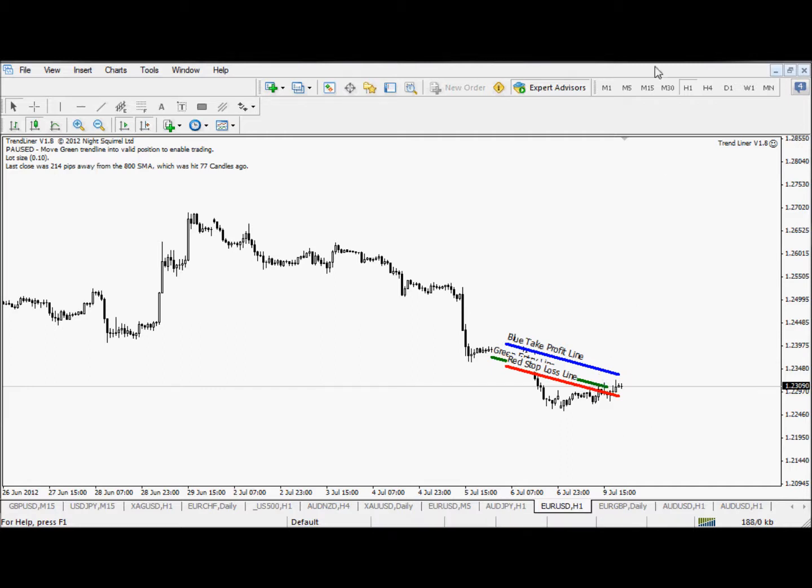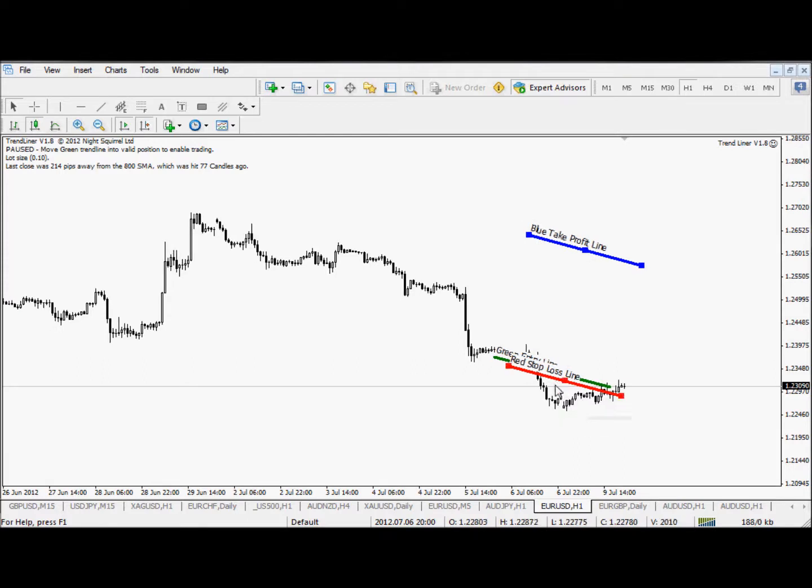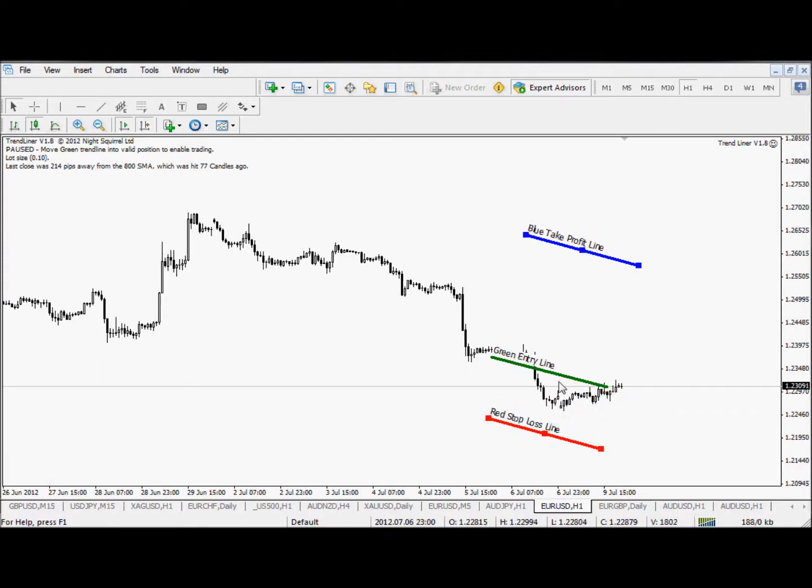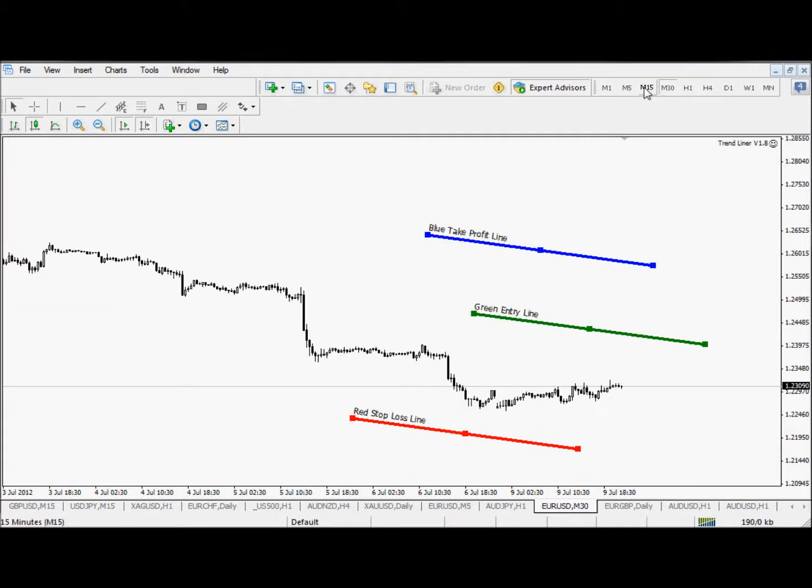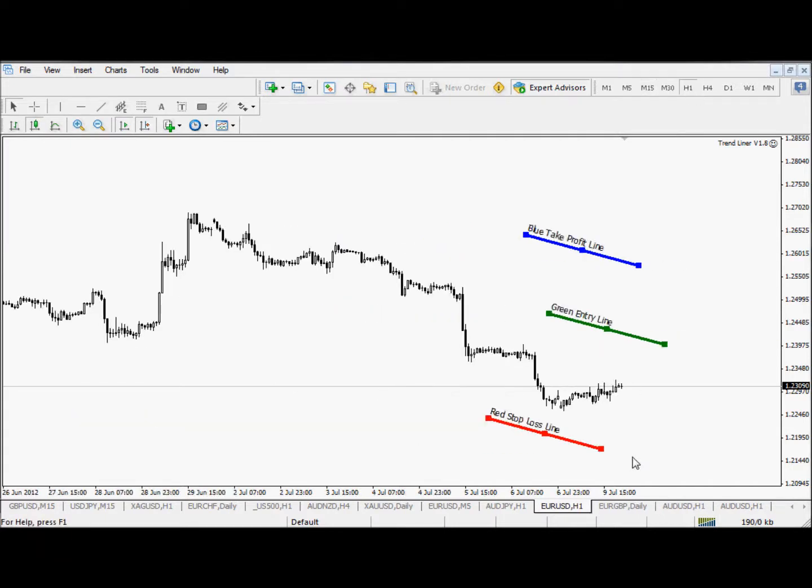So on Trendliner, what you have are three lines. There is a take profit line, a stop loss line, and an entry line. And you can move these around to your heart's content, and you can move them around time frames, and you can do what you like with them.